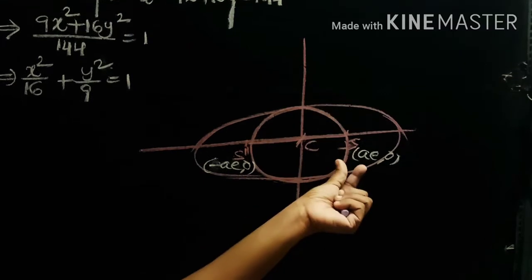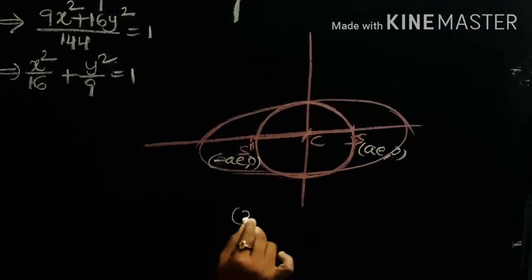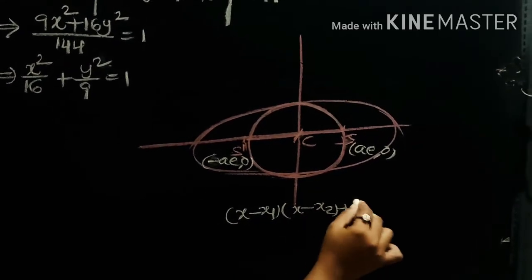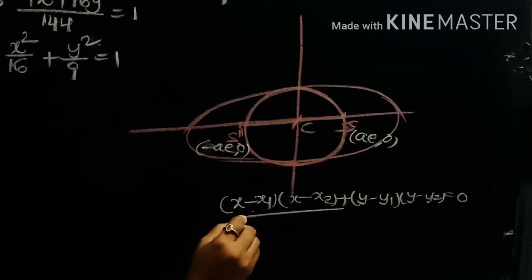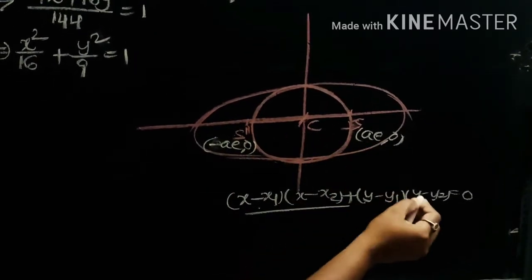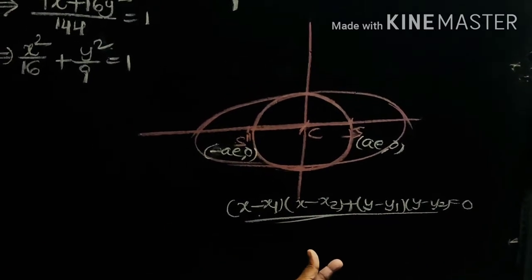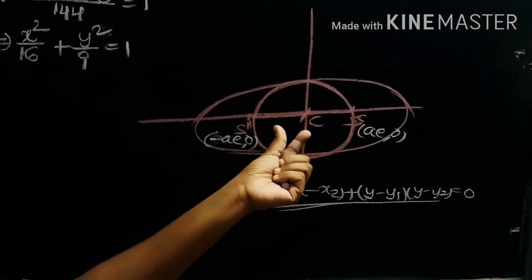Now what is the equation of the circle with x1, y1 and x2, y2 as the ends of the diameter? The formula is x minus x1 into x minus x2 plus y minus y1 into y minus y2 equal to 0. This is the formula for finding the equation of the circle with x1, y1 and x2, y2 as the extremities of the diameter. First we find the equation of the circle, after that we take the radius of the circle. Now this is the circle having the least radius.